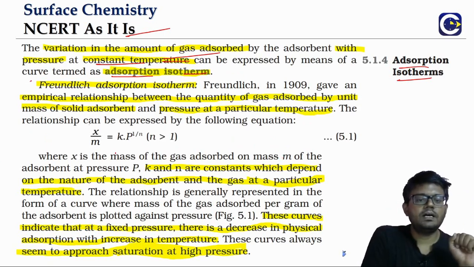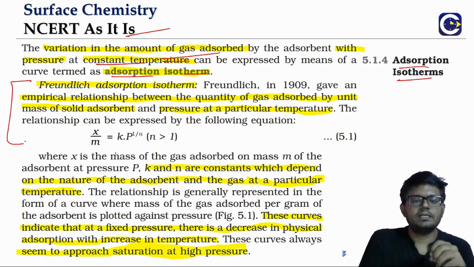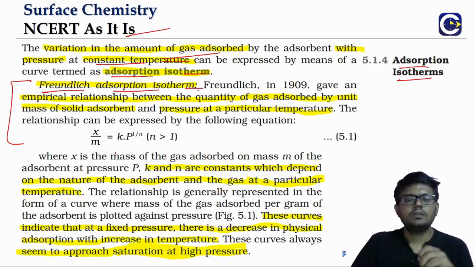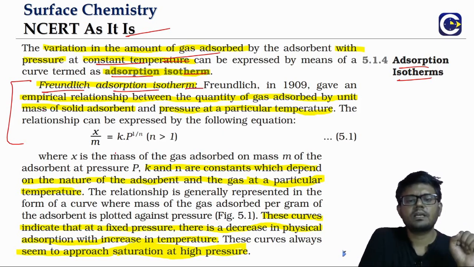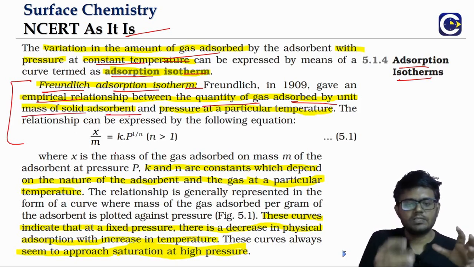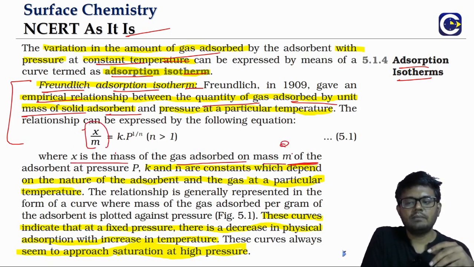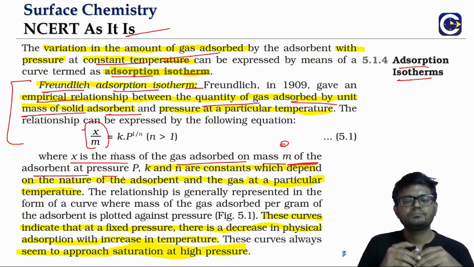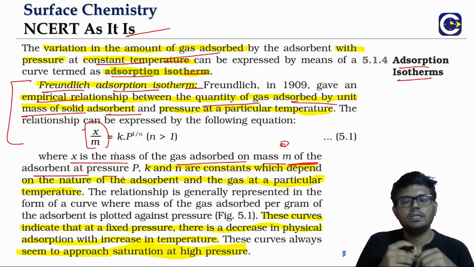Now the empirical study to relate the parameters is what we will learn through the Freundlich adsorption isotherm. This gives an empirical relation between the quantity of the gas that is adsorbed per unit mass of the solid adsorbent. Here if you look at this x by m, what is x? X is the mass of the gas that is adsorbed, and m is the mass of the adsorbent. So it is the quantity of the gas that is adsorbed per unit mass of the solid adsorbent.